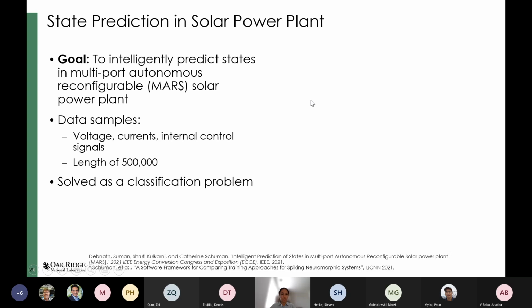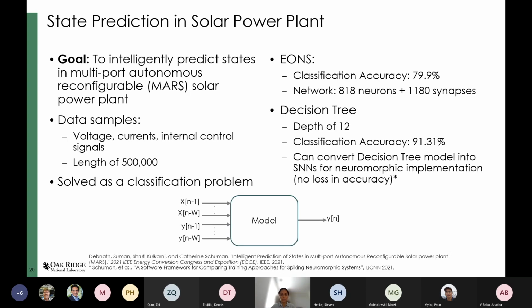So the problem was to look at the solar power plant controller. We need to intelligently predict the states for this particular unit. The input samples consist of the different voltages and currents and internal signals, and again, they are time series data. We started off by looking at this problem as a classification problem and applied EONS to it.